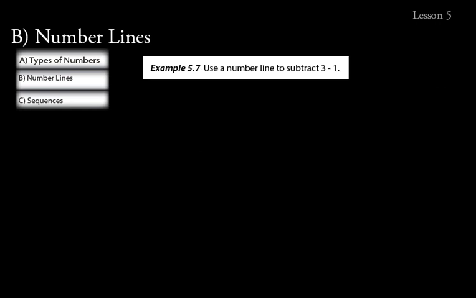Number 7, use a number line to subtract. Okay, you look at that 3 minus 1, you already know that's 2. Why are you using a number line? Well, the point is to use a number line, not to see if you know what 3 minus 1 is. So again, where do we start? Start at 0. If you've forgotten already where you're supposed to start, write that phrase down. Start at 0.